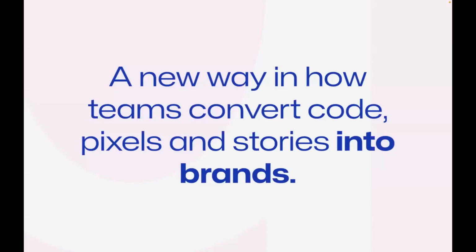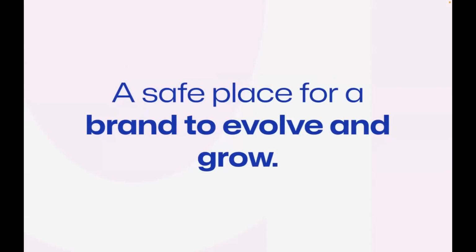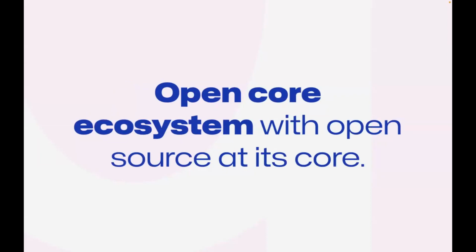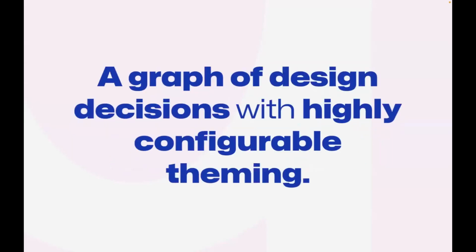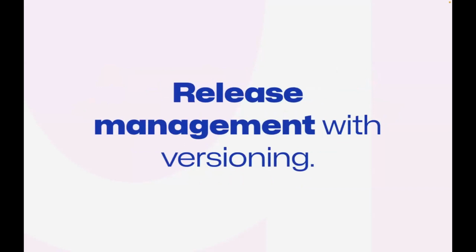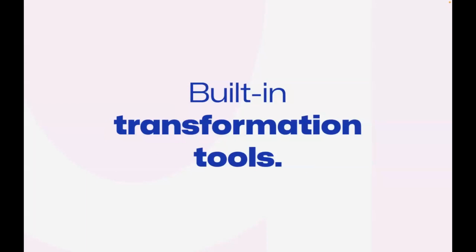It is a new way in how teams convert code, pixels, and stories into brands. And it is also a safe place for a brand to evolve and grow, and where we feel curiosity should reign and confidence give us a safe playground to experiment as well. So with all of our development efforts, this is going to be an open core ecosystem that invites other tool makers to express their interests with open source at its core. It's a place where our design decisions form complex structures that let us create theming that scales, and an environment that welcomes change and gives the safety net to make mistakes. It will also feature built-in transformation tools such as Style Dictionary or others.